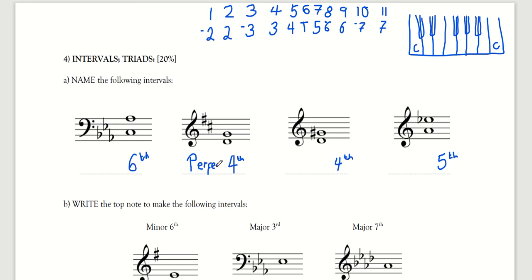Ooh, I might run out of space on some of the longer ones of these, so I might have to put a shorthand in. Although I'd recommend you always write out the full word, perfect, minor, diminished, whatever it may be. I might have to make shorthands just for this video lecture. So let's have a look at this one.